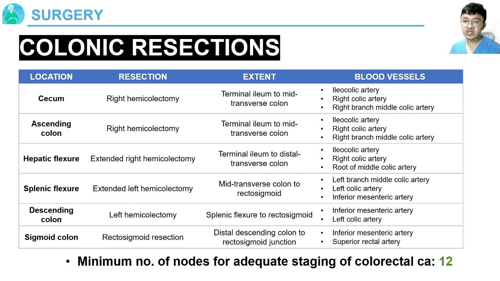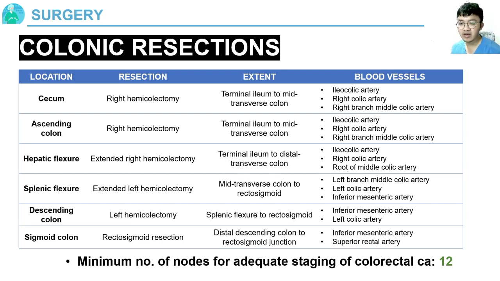For the hepatic flexure, because it's so far up, it's already near the transverse colon, you need to extend it a little bit more. So in the hepatic flexure, you can do an extended right hemicolectomy, extending it to the distal transverse colon rather than the proximal transverse colon. Again, for extended right hemicolectomy, you now involve the ileocolic artery, right colic artery, and the whole middle colic artery, because you don't need to separate into right or left since you're going to remove the distal transverse colon. So you remove the ileocolic, the right colic, and both branches by the main trunk of the middle colic artery.